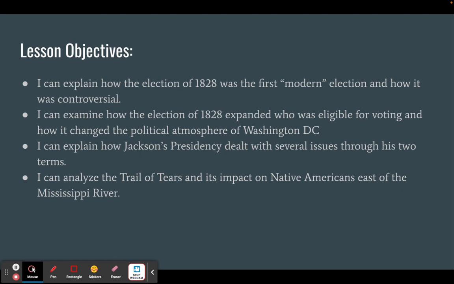So, our objectives that we're looking at today: we can explain how the election of 1828 was the first modern election and how it was controversial. We can examine how the election of 1828 expanded who was eligible for voting and how it changed the political atmosphere of Washington, D.C. We can explain how Jackson's presidency dealt with several issues through his 2 terms. And lastly, most importantly, I want us to look at the Trail of Tears and its impact on Native Americans east of the Mississippi River.